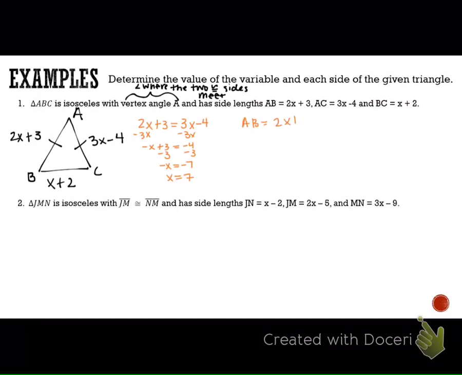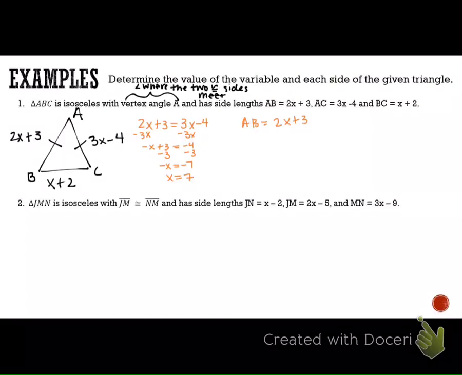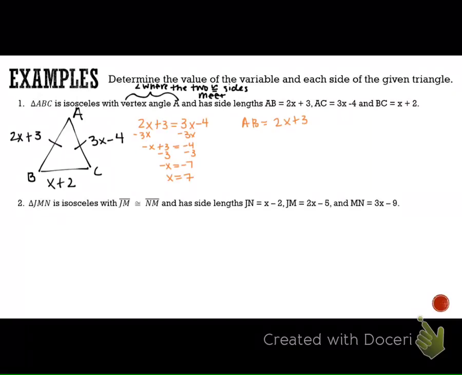AB is 2x plus 3. How can I find the length of AB if it's 2x plus 3, Cameron? I know AB is 2x plus 3. How can I find its actual length now?